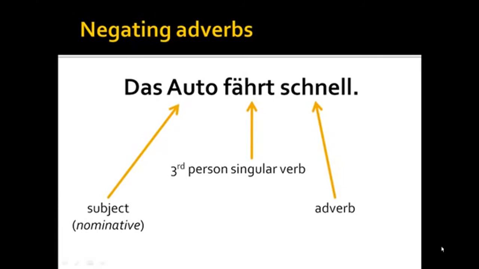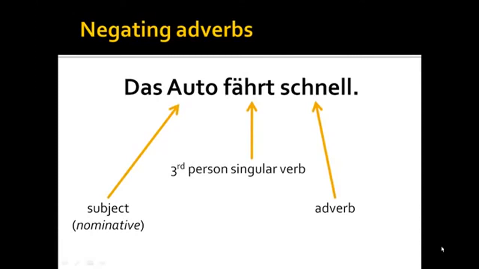The car drives fast. Now, schnell is an adverb and not a predicate adjective because I'm not modifying the noun directly. I'm not saying the car is fast. Rather, I'm saying the car drives fast. So schnell doesn't modify the noun, it modifies the verb. It describes the manner in which the car drives.